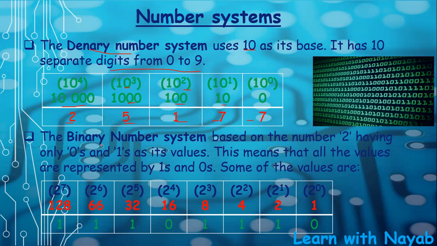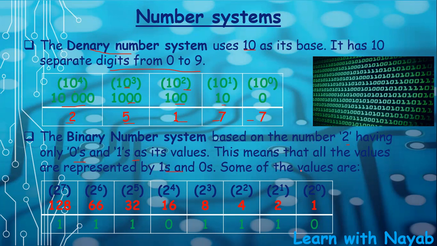The binary number system is based on the number 2, having only zeros and ones as its values. The denary number system was based on number 10, but this system is based on number 2. It only has two values, zeros and ones, none other. We can't use any other number in the binary number system because the base is 2, so we only use 2 digits to represent the binary language. This means that all the values are represented by ones and zeros.